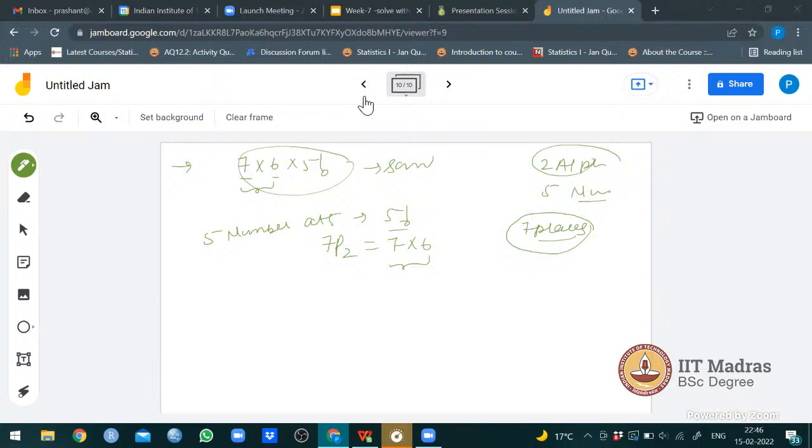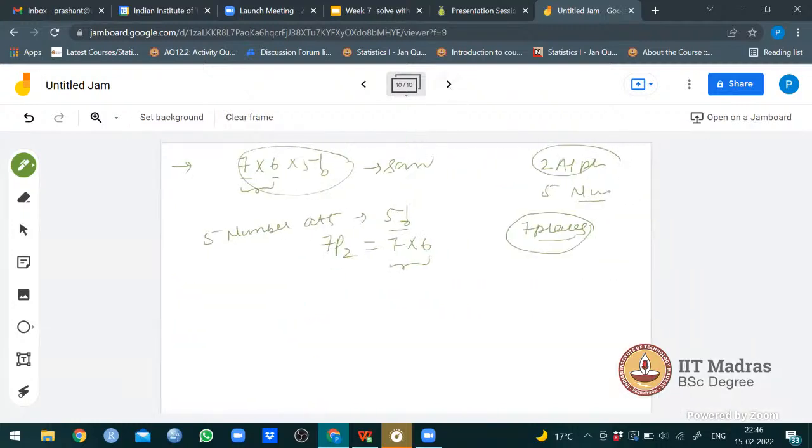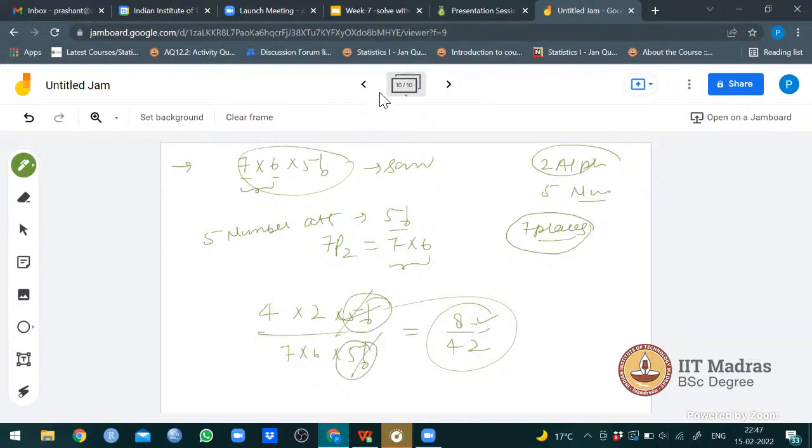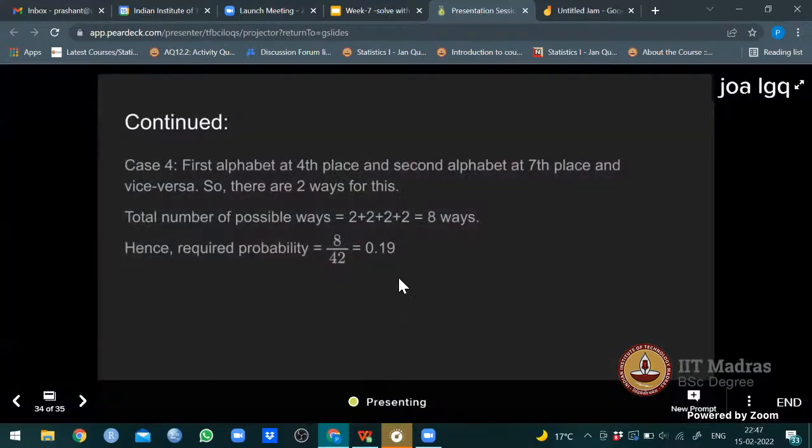And here, this is your cases. So your cases will be 4 into 2 into 5 factorial divided by 7 into 6 into 5 factorial. 5 factorial will be cancelled out. It will be 8 by 42, which is the same as before. Means if you are considering numbers, then it will be correct, and if you are not considering numbers, then it's also correct. Here your 5 factorial is cancelled out, that's why we have not mentioned the numbers here. We can focus only on the alphabets, right?